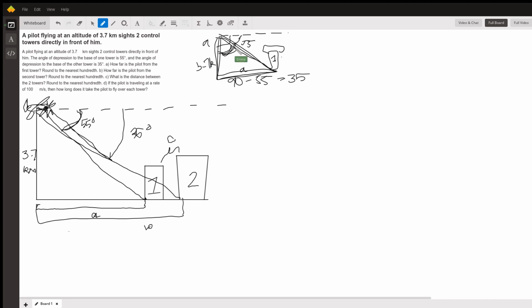So if you remember CAH TOA, tangent is opposite over adjacent. So tangent of 35 equals opposite, which is A, over adjacent, which is 3.7. And then to calculate that, you multiply by 3.7 on both sides, and you get A equals 2.59 kilometers.